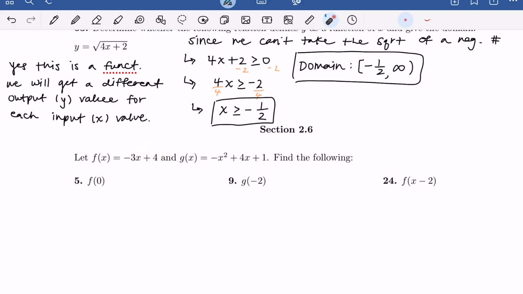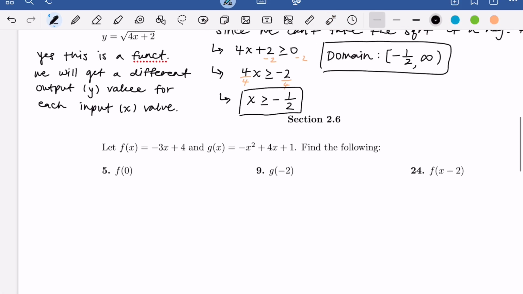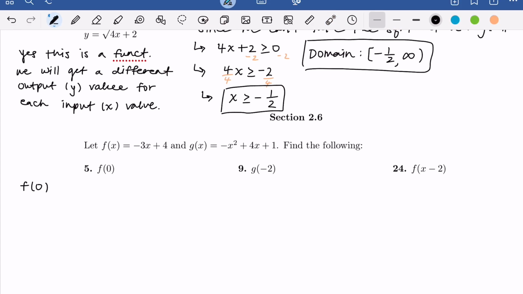So with that being said, given these two functions, we want to figure out what these values are. For 5 here, we want to figure out what the value of this function is when x is equal to 0. So we're going to plug 0 directly into our function, wherever we see an x. We're going to end up with negative 3 times 0 plus 4. That's going to give us 0 plus 4, which is just 4. So this tells us f of 0 is 4. This is how we would write out our answer here. So f of 0 gives us 4.